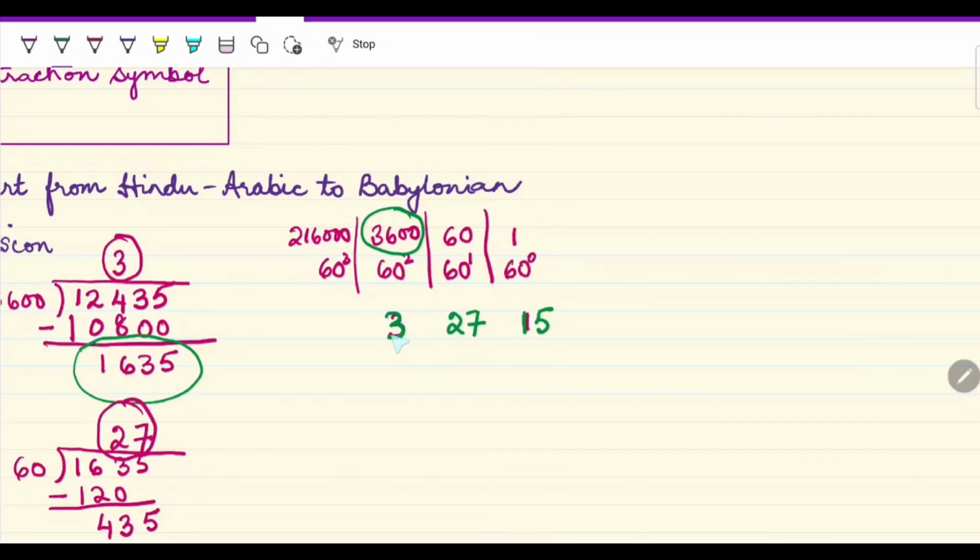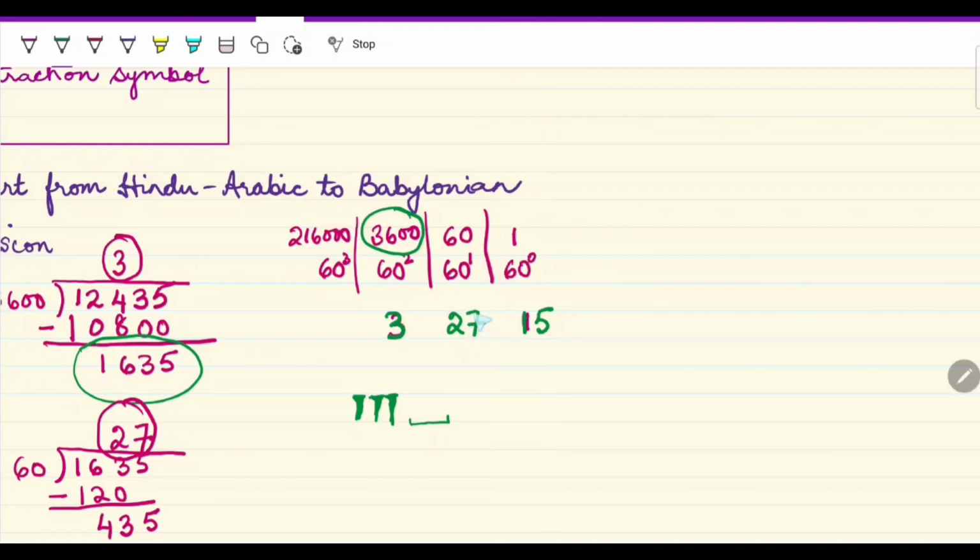So to represent 3, we are going to write 3 vertical lines. All right. 3 vertical lines. And remember that the digits are separated by 1 space. So let's leave a space here. And now we have to represent 27.